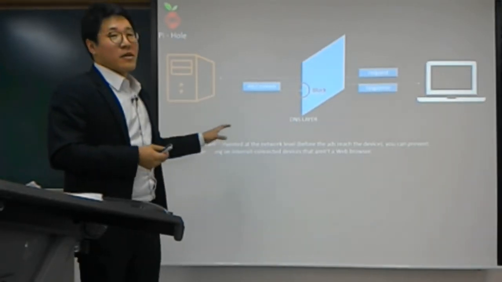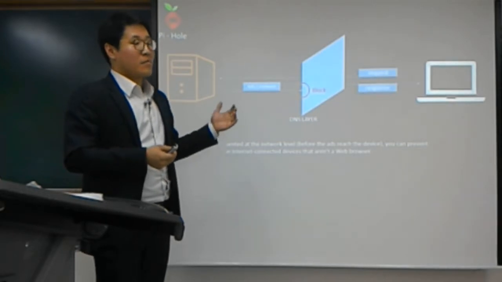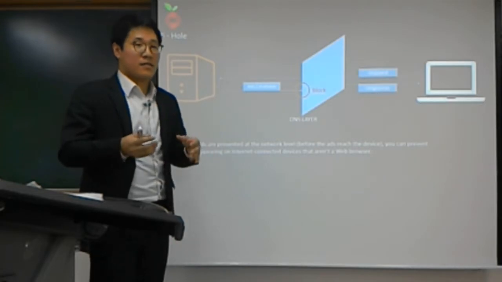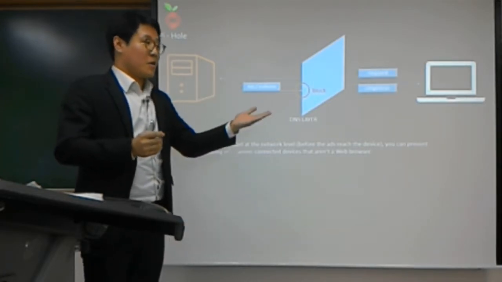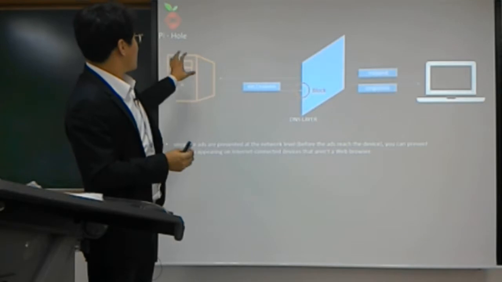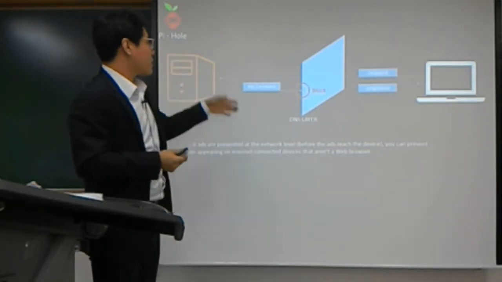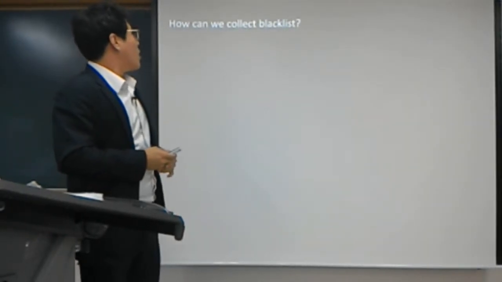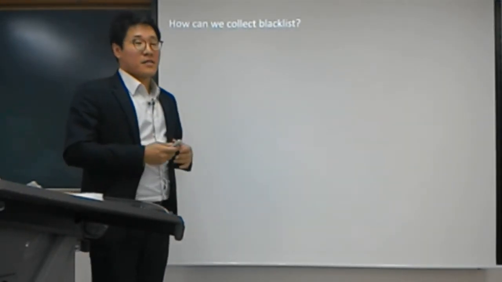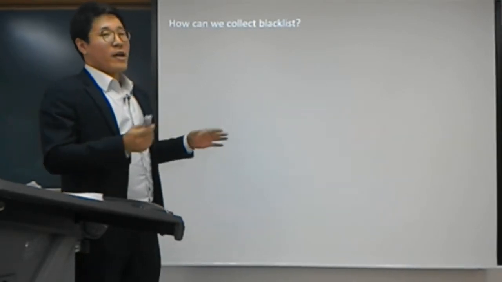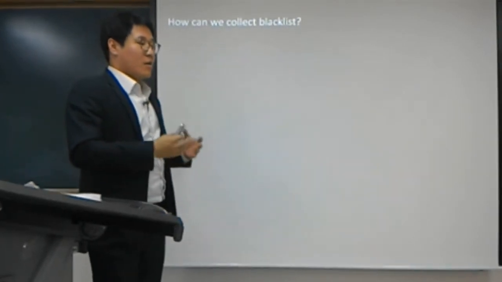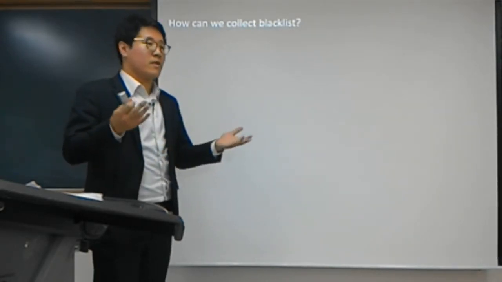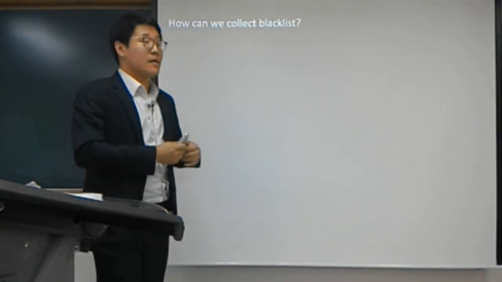And Pi-hole uses a blacklist already. People find and analyze what is not good, and then they make a blacklist. Using the blacklist, Pi-hole blocks the URLs. So how can you collect a blacklist? People already make blacklists. They use crawlers or reports, and then make a blacklist, and then they share it.